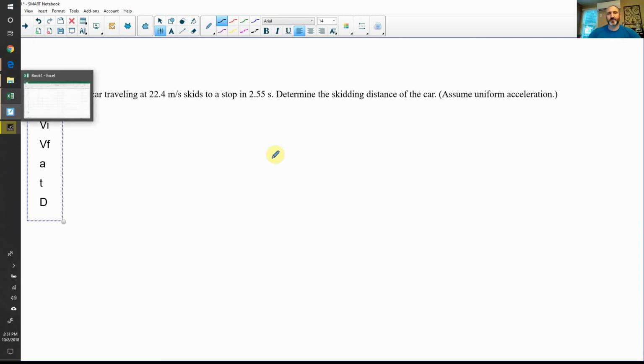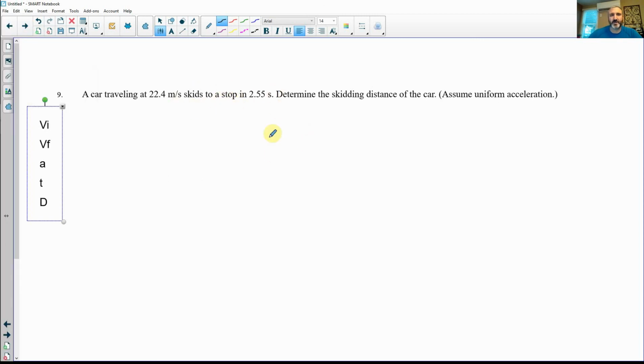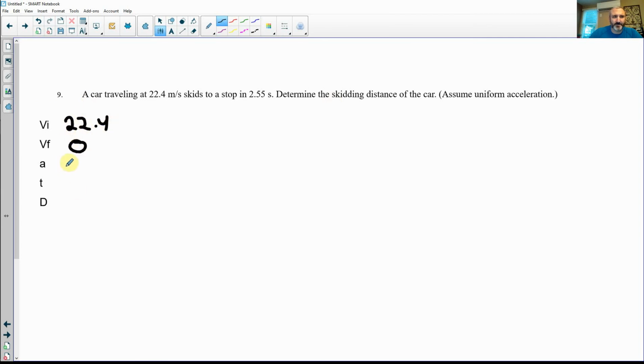Number 9, car traveling 22.4 meters per second skids to a stop in 2.5 seconds. Determine the distance. So that's easy. 22.4 is my VI. A stop is my VF. We have a time of 2.55 seconds, and we're looking for the D. Don't care about the acceleration. So, let's see, VI, VF, T, and D. I would say D equals VI times T, but nope, we can't do that one because we don't have the acceleration.